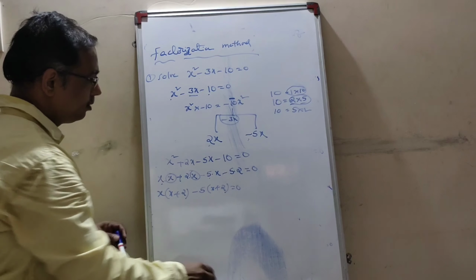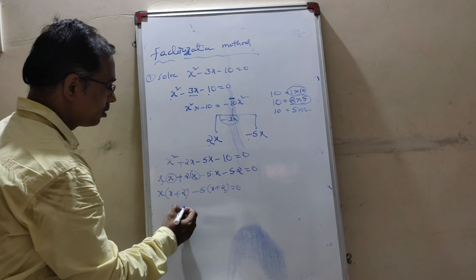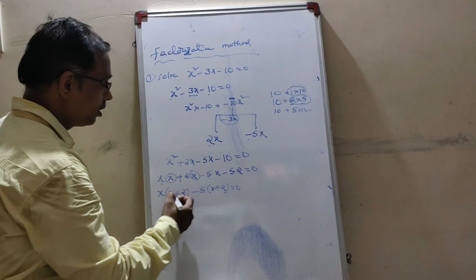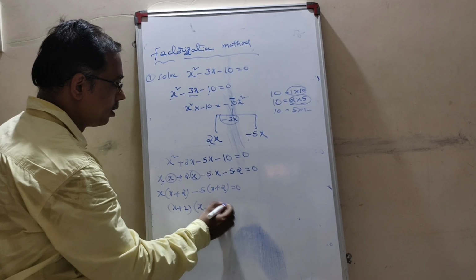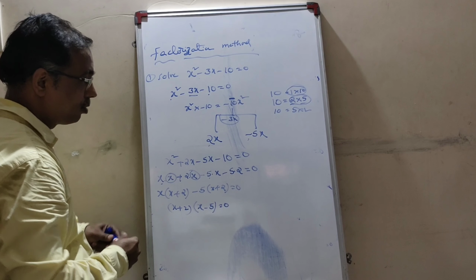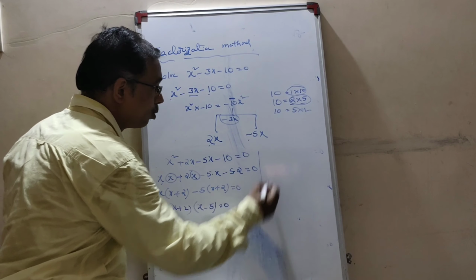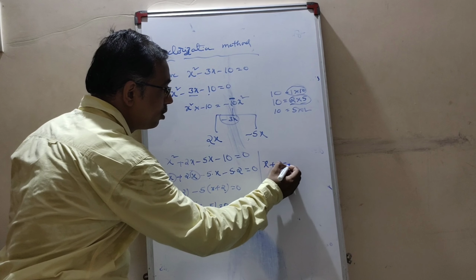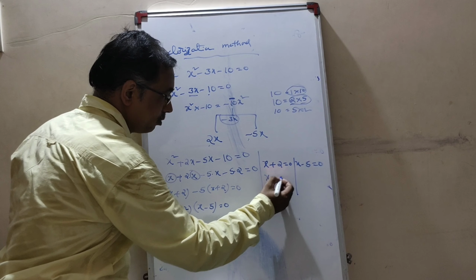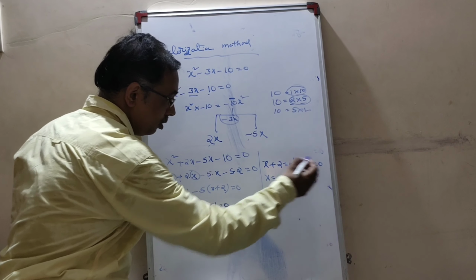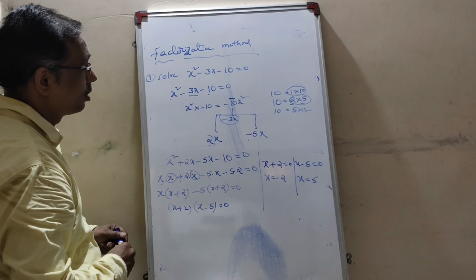So here again, x plus 2 is the whole factor, so take it outside. x plus 2 is common. x plus 2 into, we can write it as, x minus 5. So now here the product of two factors is equal to 0, then we can write each term should be equal to 0. That is, x plus 2 equal to 0 as well as x minus 5 equal to 0. So x is equal to minus 2 and x is equal to 5.